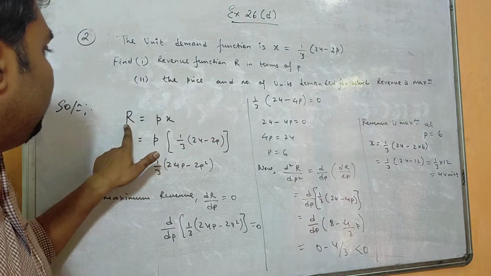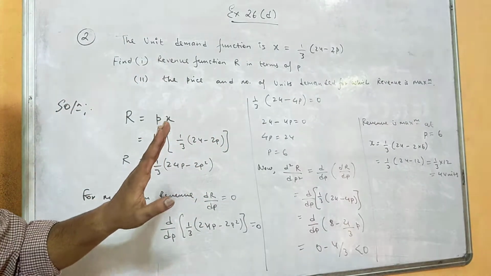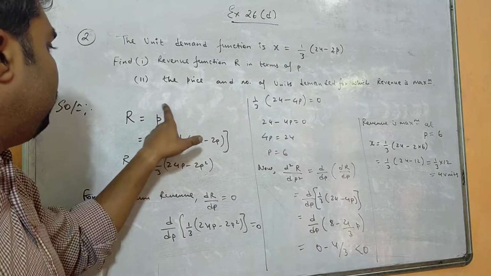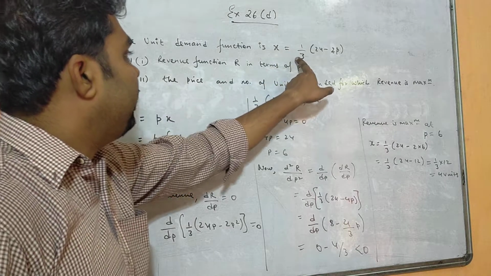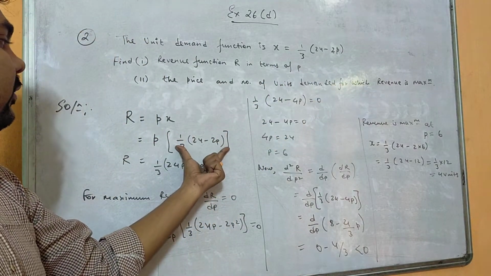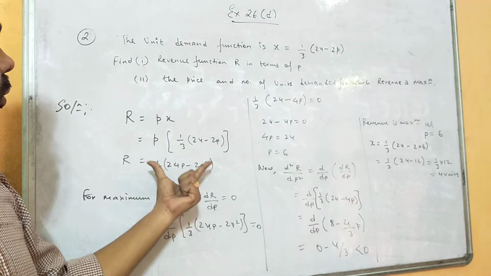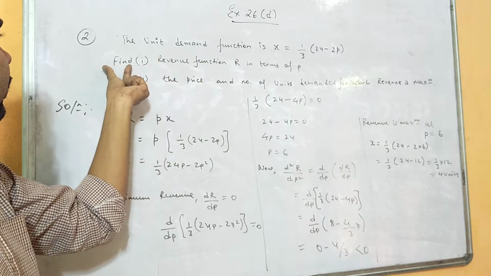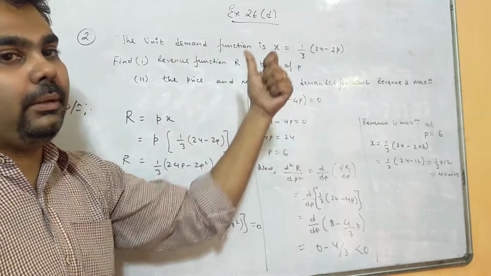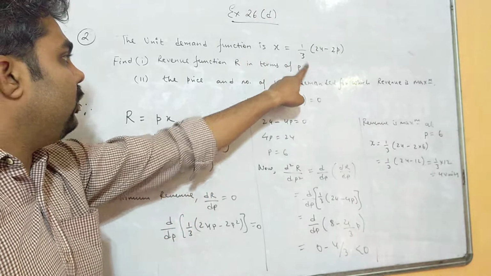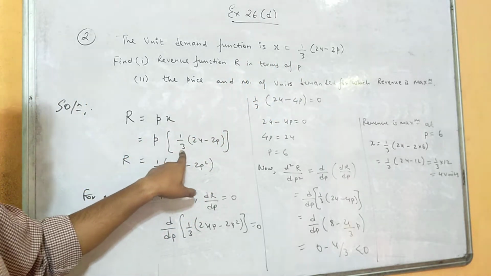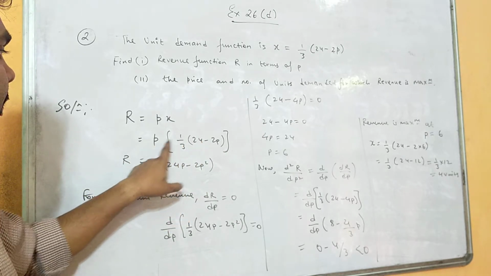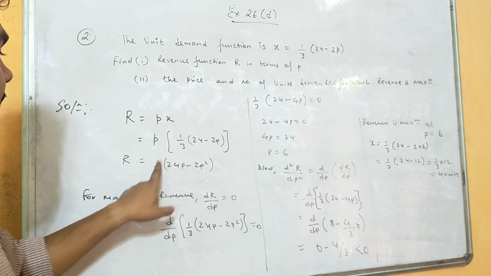So the revenue function formula is P into X. Now we will not substitute in terms of P, we have to substitute the value of X. In X we have 1 by 3 (24 minus 2P), so that one we are substituting here, right? So why are we substituting in place of X, not in terms of P here? Because the question is to find revenue function R in terms of P. So in terms of P only we have to find the revenue function. So in place of X we are substituting this. When you substitute here, P will be multiplied inside, so 24P minus P into 2P, that is 2P square, with 1 by 3 outside as it is.